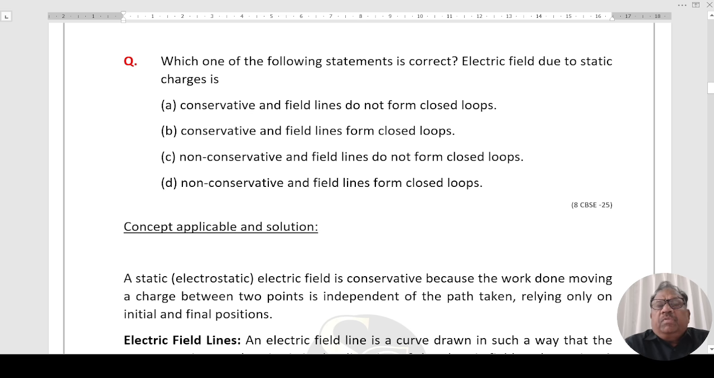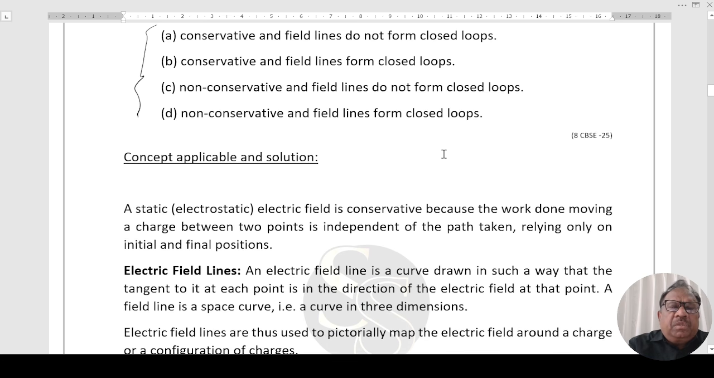Question is, which one of the following statements is correct? Electric field due to static charge is. Four options are given to you, one of the options is correct. What is conservative, what is electric field, and what are the properties of electric field lines? First of all, the electrostatic electric field is conservative because the work done moving a charge between 2 points is independent of the path taken, but depends only on the initial and final positions.